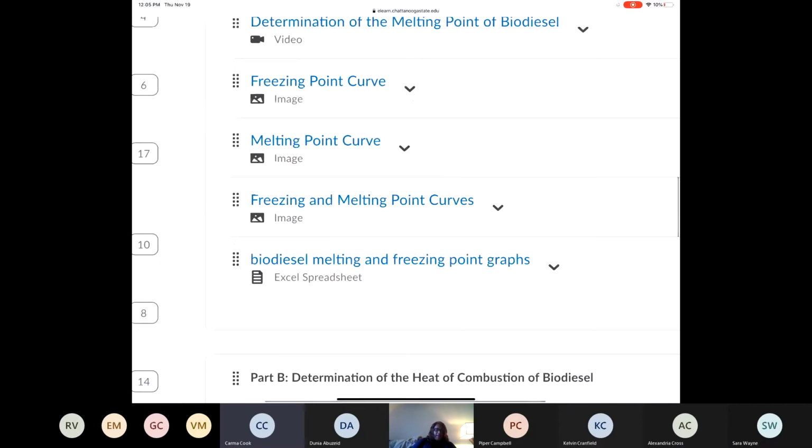And then I love Excel. So I also did the graphs in Excel. The graphs in the Excel spreadsheet are pretty much the same graphs that you see in the freezing and melting point curves straight from the list. But I like to do things in Excel, so I did the graphs also in Excel. So those graphs will be helpful for you to look at as well.